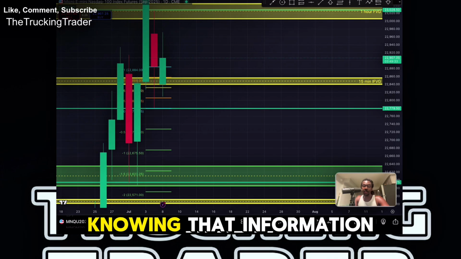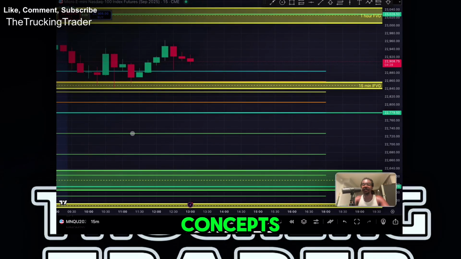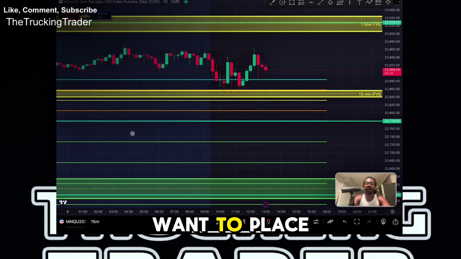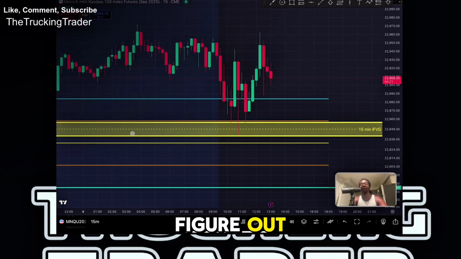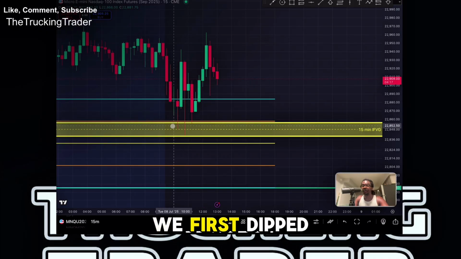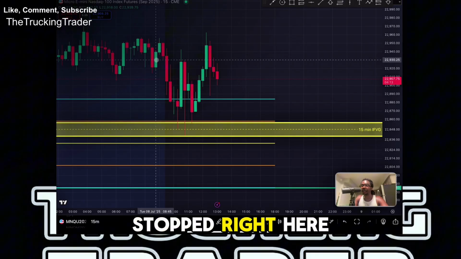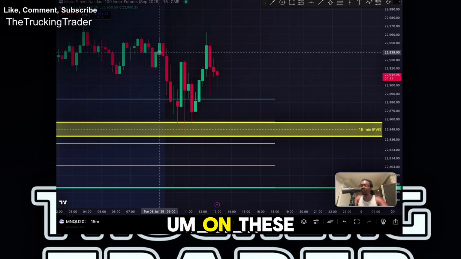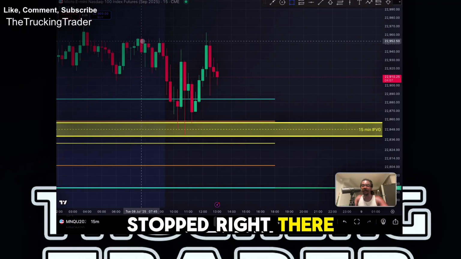So with you knowing that information as well, you can use the daily bias and you can use other ICT concepts to figure out where you may want to place your trade. And all you have to do from there is figure out how much the market is moving. As you guys can see, when we first dipped into this inversion, we came right back up and then we just stopped right here on these 15-minute order blocks, right? So we just stopped right there.